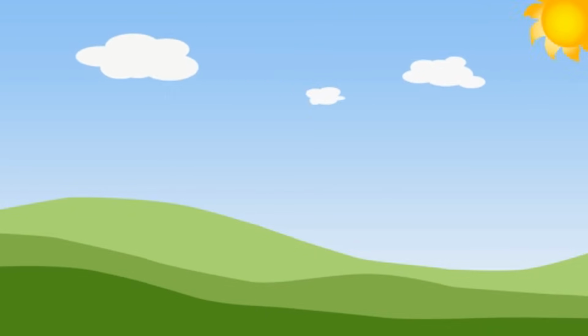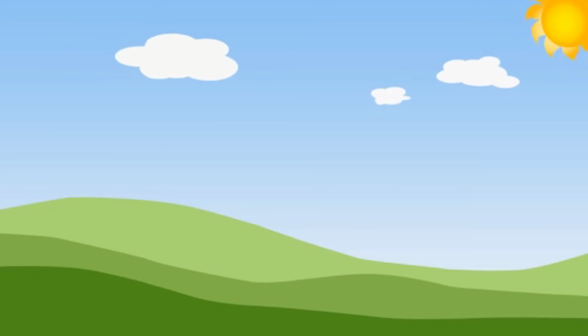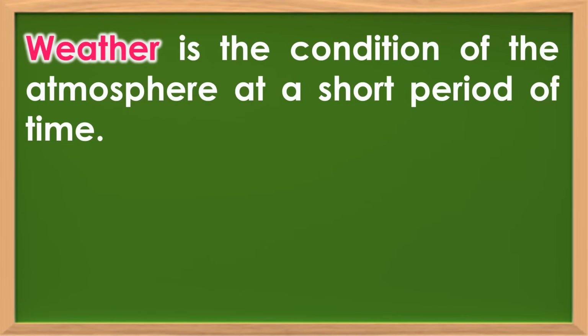Look at the sky. Can you tell what the weather is? Very good. It's a sunny day. Grade 5 learners, when we say weather, it is the condition of the atmosphere at a short period of time.